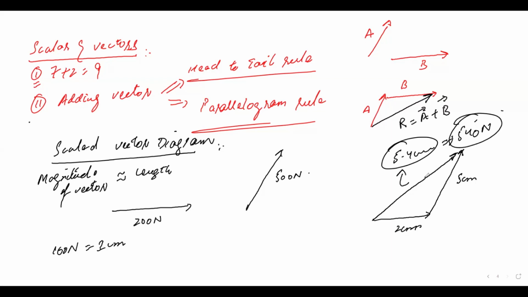This is how we calculate the magnitude of the resultant vector graphically, right? Very important question for CIEs. So we've got 540 newtons.